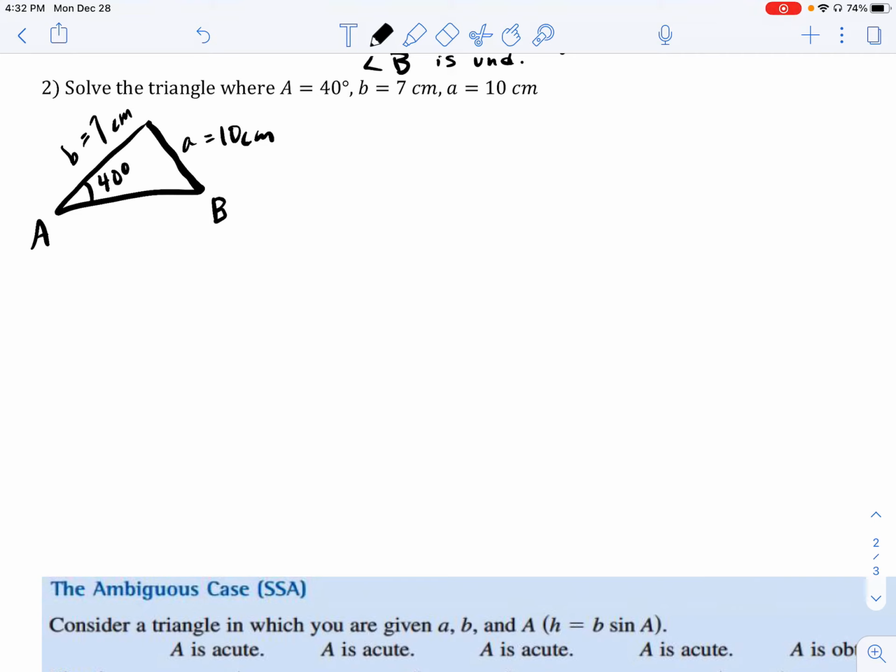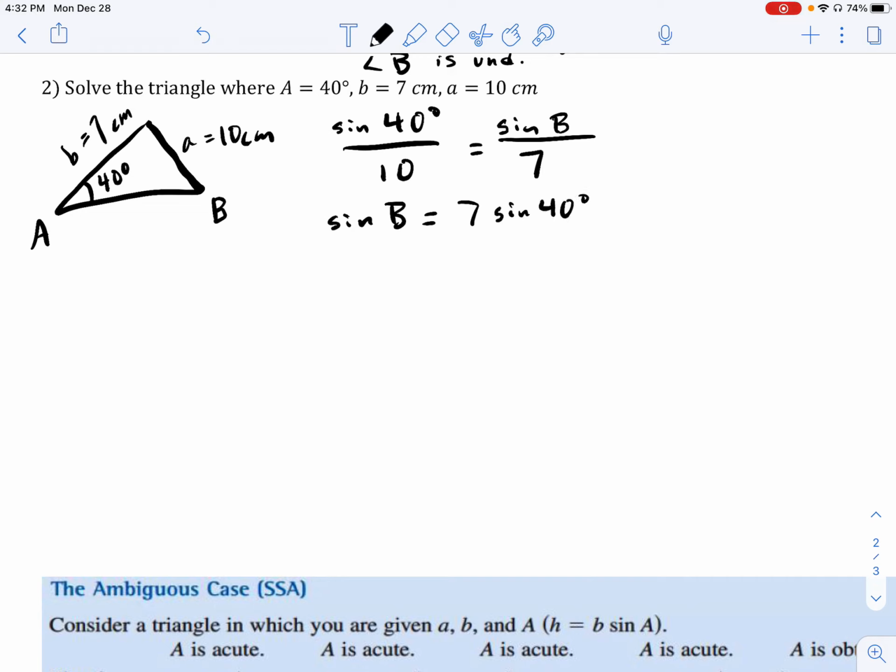All right, let's set up our ratio. So we would say the sine of angle A, in this case sine of 40 degrees, over its opposite side, 10, is equal to the sine of angle B, and I'm going to choose angle B here because I know its opposite side, over 7. So you're going to cross multiply here, and you would say sine B is equal to, and I'm going to skip one algebraic step, 7 times sine 40, all of this over 10.